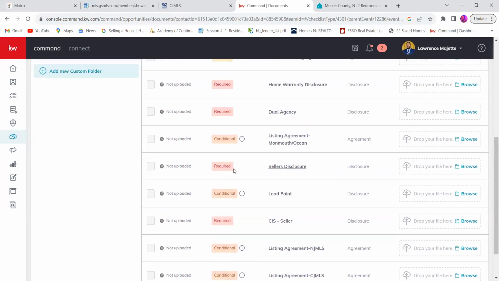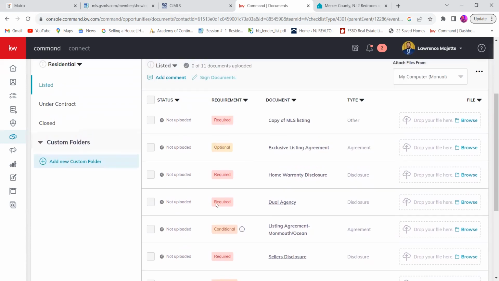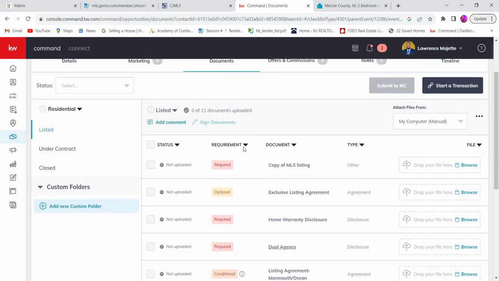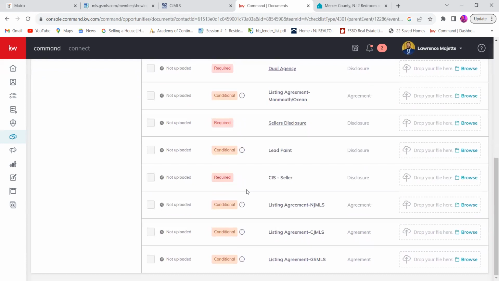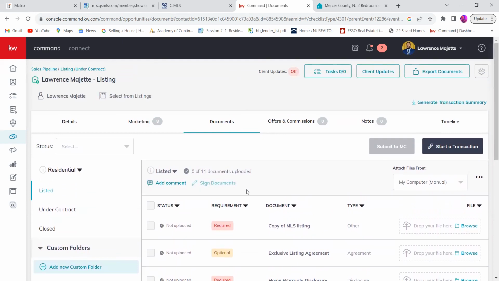You know that a seller's disclosure is required unless you do a seller's disclosure declination page, which I'll show you that as well. A dual agency page is required. A home warranty disclosure is required. A copy of the MLS is required. These are all required documents that you must send in with your listing in order to process your paperwork and to get your transaction started. So then we're going to go to start a transaction so we can get the documents.